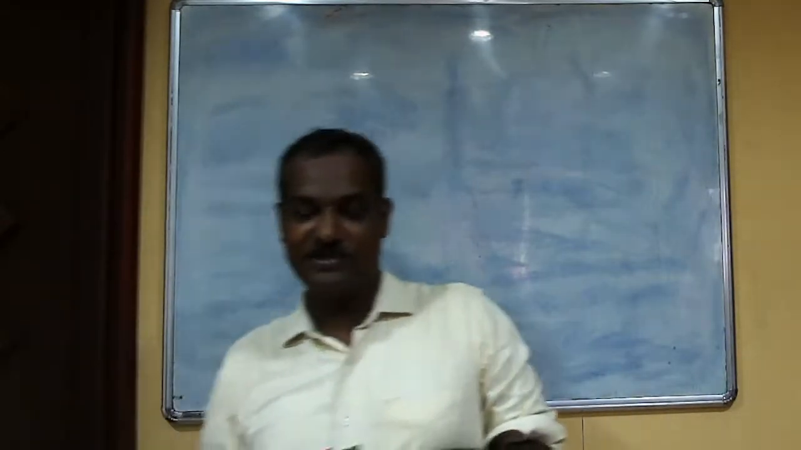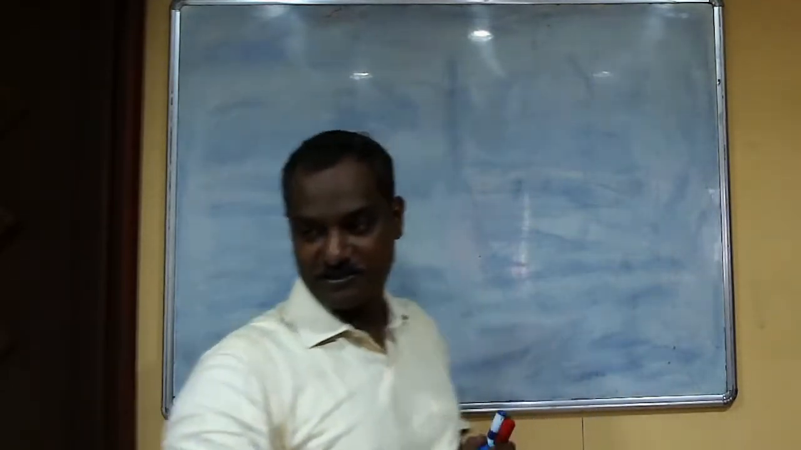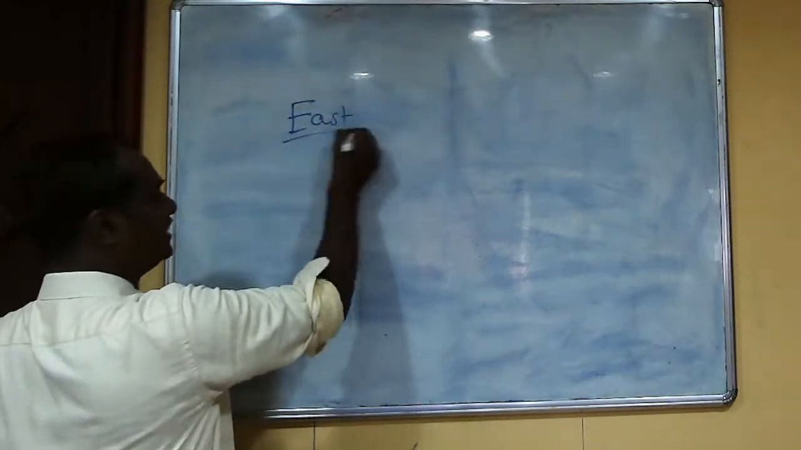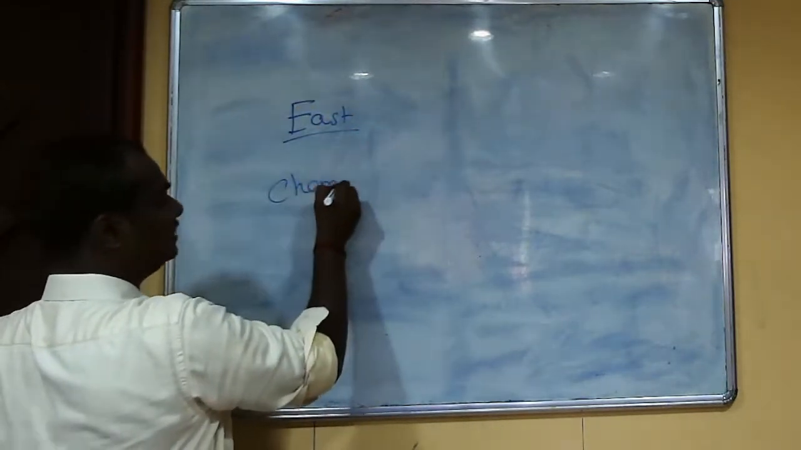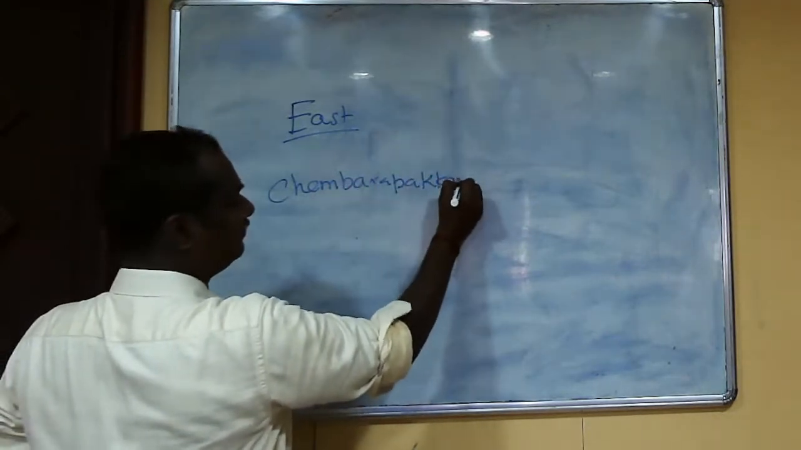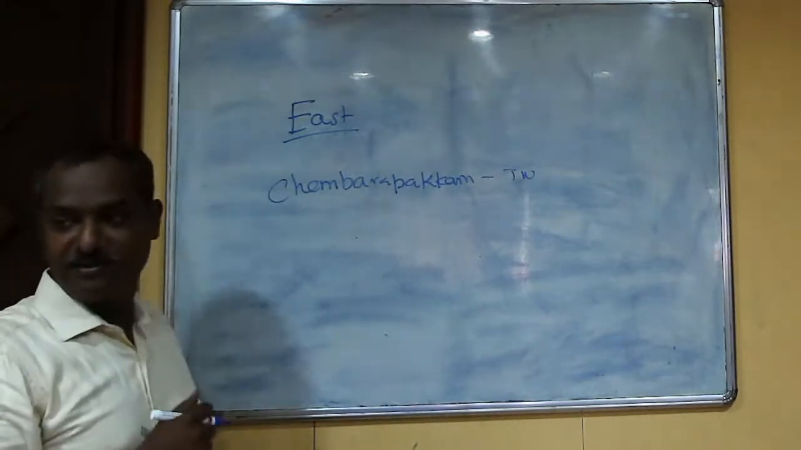Somarari, eastern coast. I think they are getting some delay. Tell me, what is the answer? Chembarambakam. Where is Chembarambakam? Tamil Nadu. It actually provides drinking water for the entire Chennai. Next.